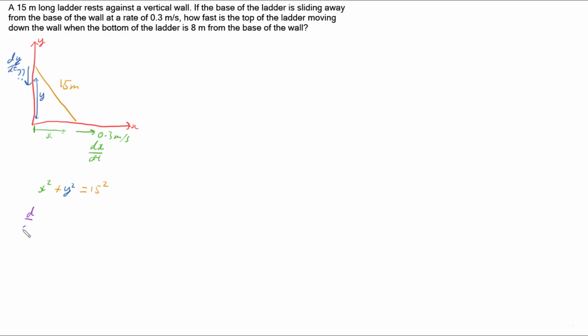So I'm going to have d/dt of x squared plus d/dt of y squared, and that's going to equal d/dt of 15 squared. And I'm going to look at each of these derivatives one at a time. So d/dt of x squared we can't normally do because I'm trying to derive with respect to time and I don't have time. I've got x, but I can use the chain rule and some implicit differentiation to work out what I need to do.